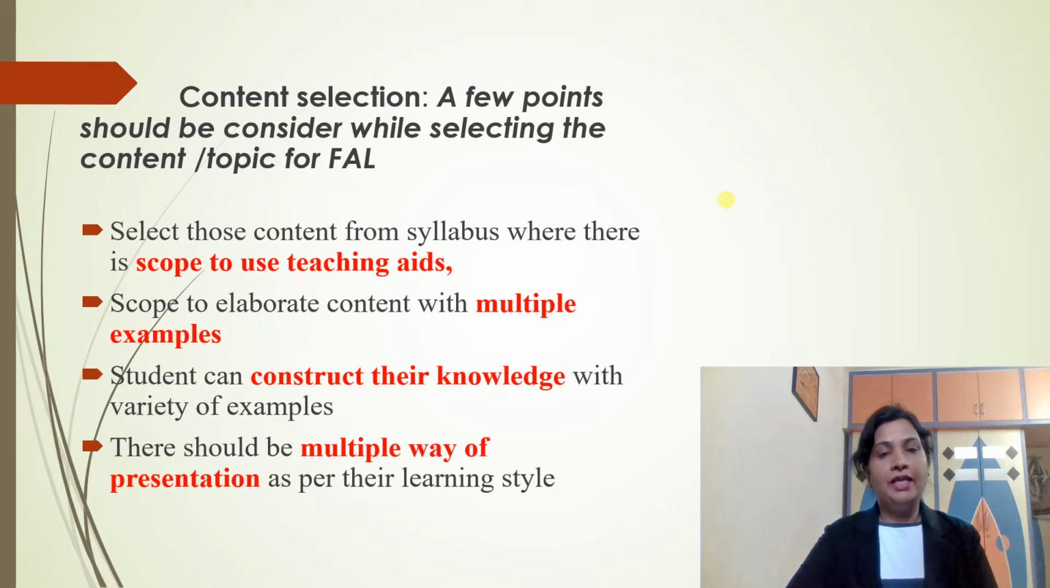Then any plant they can present in various ways, meaning they can draw a picture of the plant, they can collect some specimens, or they can prepare some model, or they can also prepare a herbarium sheet of the various types of leaves. So in this way there is scope to elaborate content in various ways, with various examples and various teaching aids.